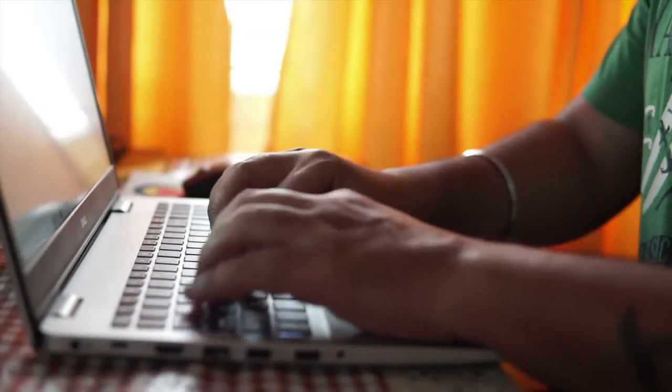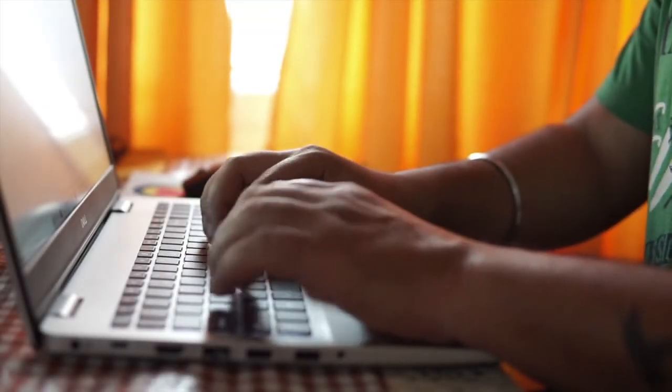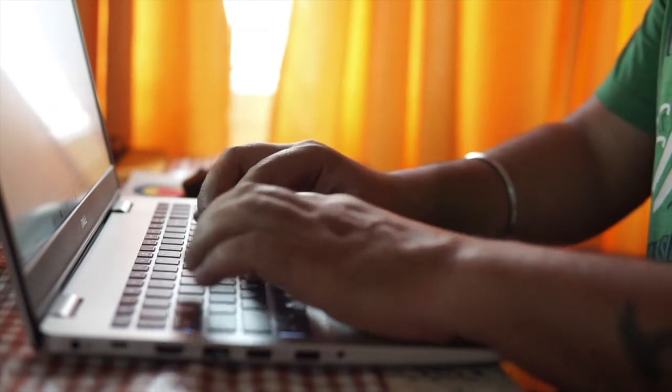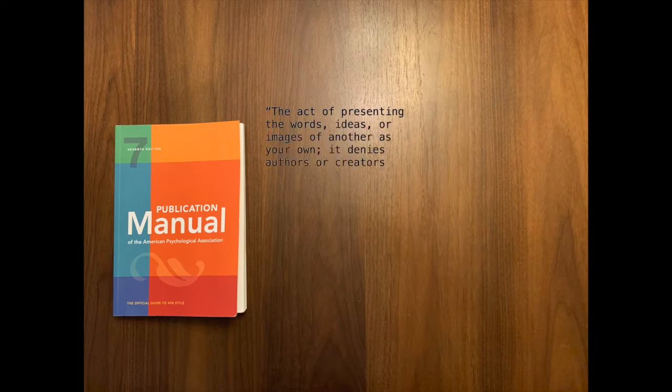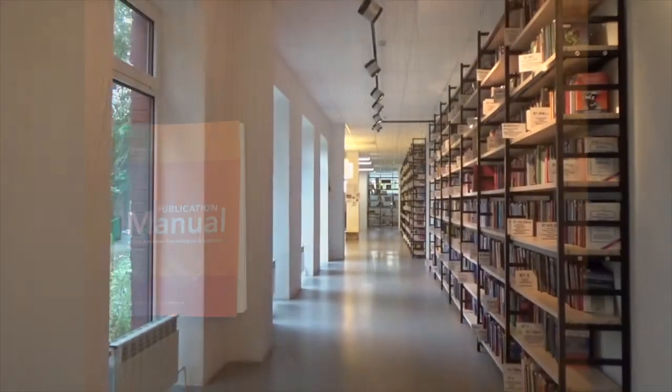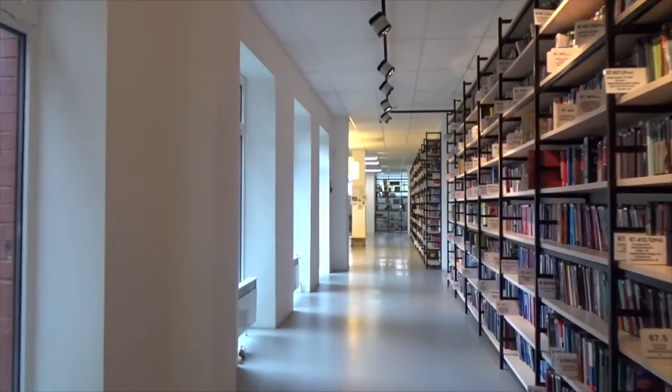Presenting the ideas of others as your own is plagiarism. APA 7th edition defines plagiarism as, quote, the act of presenting the words, ideas, or images of another as your own. It denies authors or creators of content the credit they are due. Whether deliberate or unintentional, plagiarism violates ethical standards in scholarship. This practice is a violation of scholarly ethics and institutional practices.